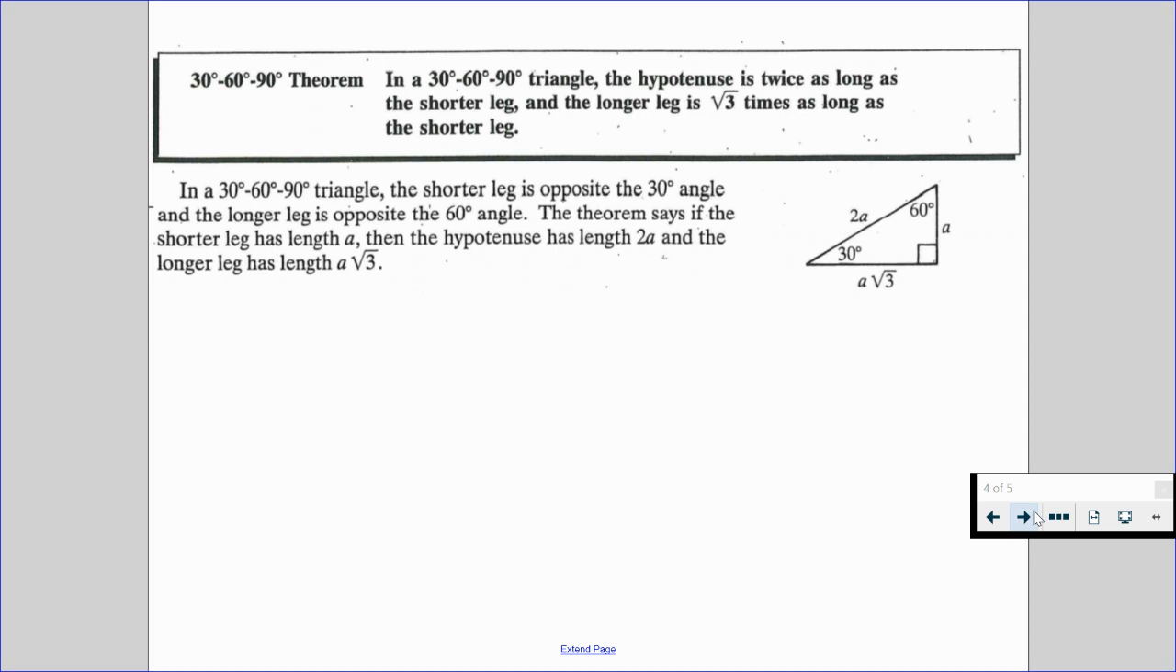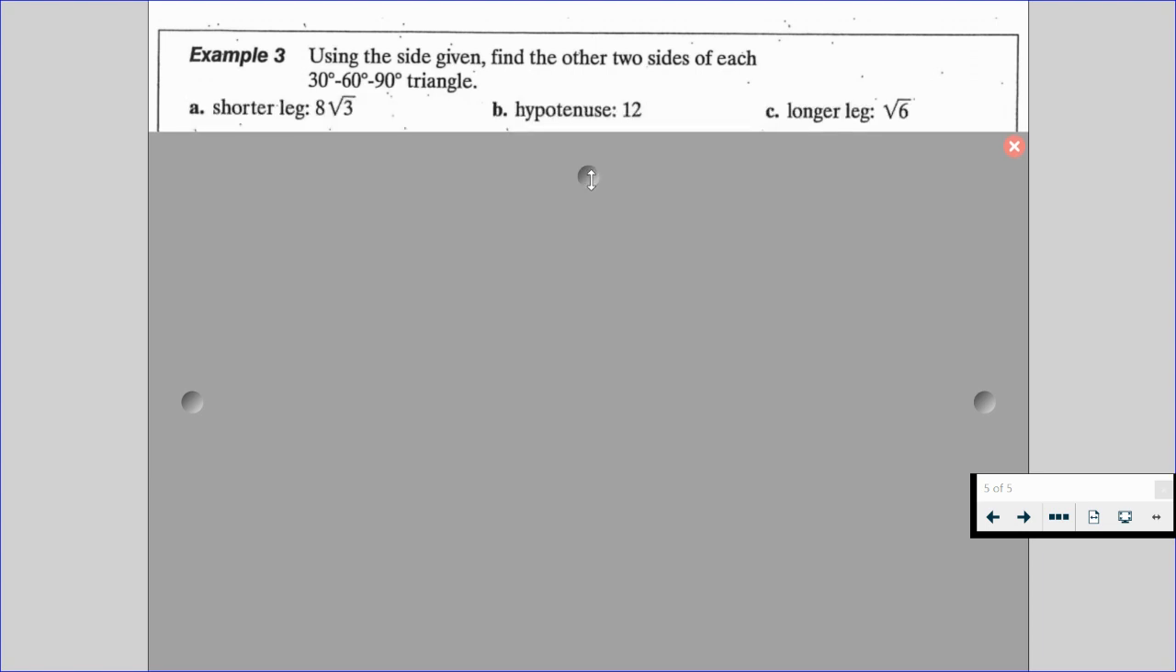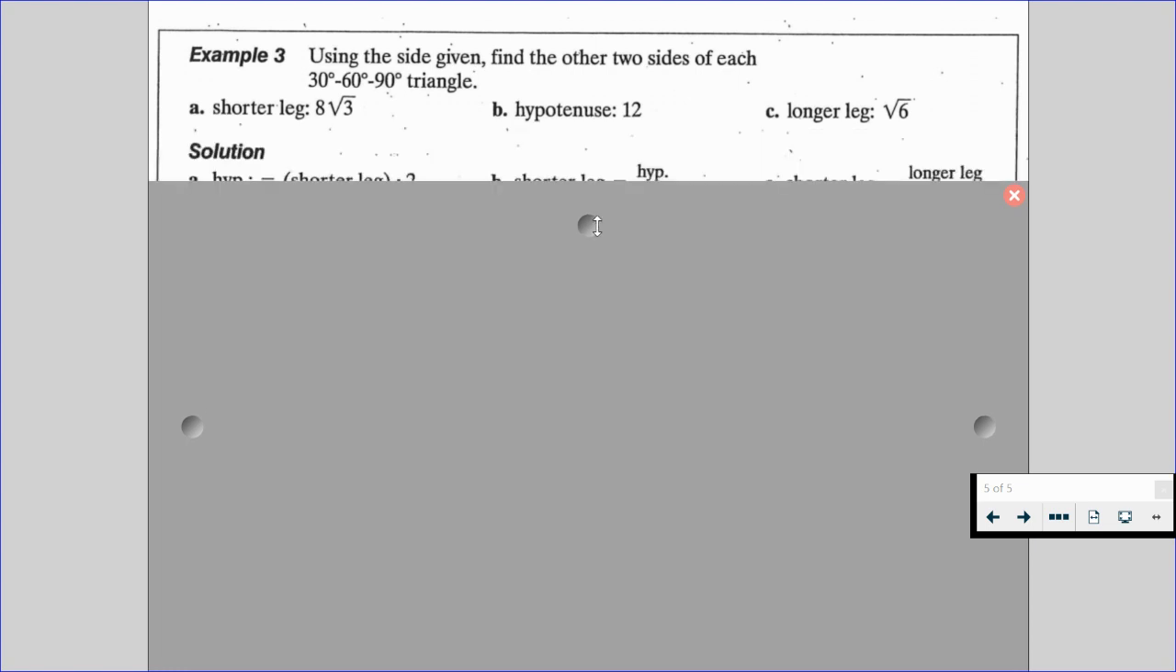So we're going to be using this in example number 3. Example number 3 is asking us to use the side given and then find the other two sides of each 30-60-90 triangle. For A, we're given the shorter leg has a length of 8 root 3. B, the hypotenuse has a length of 12. And C, the longer leg has a length of root 6.